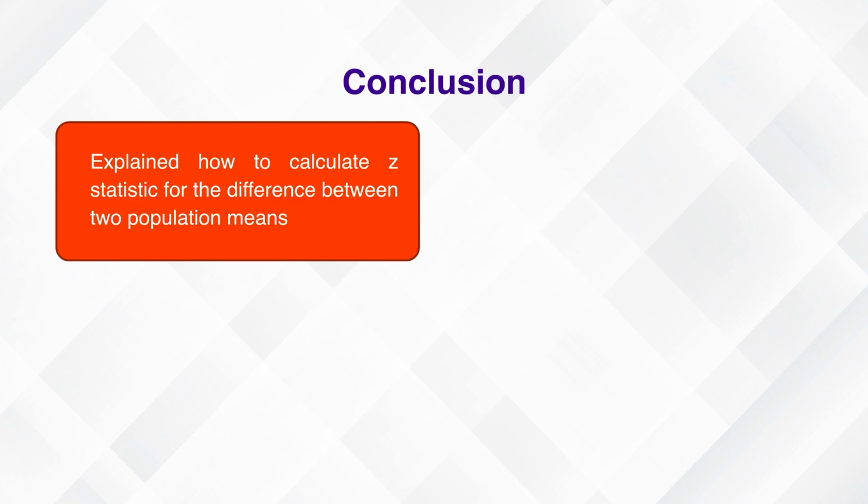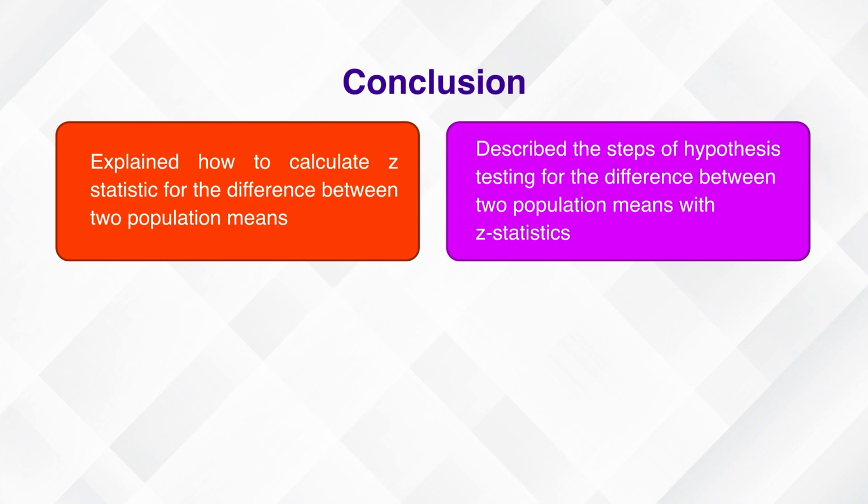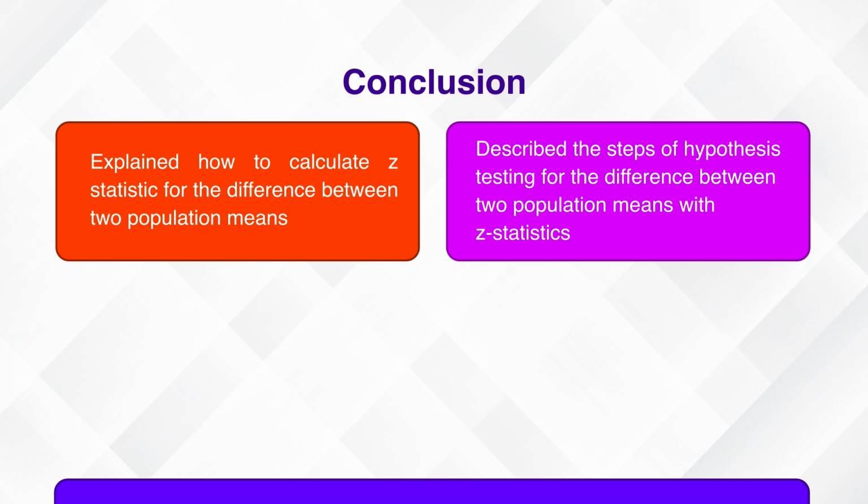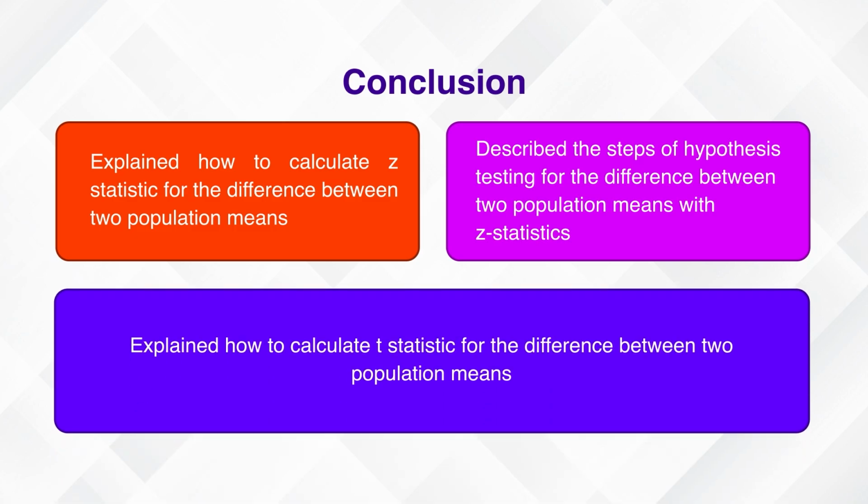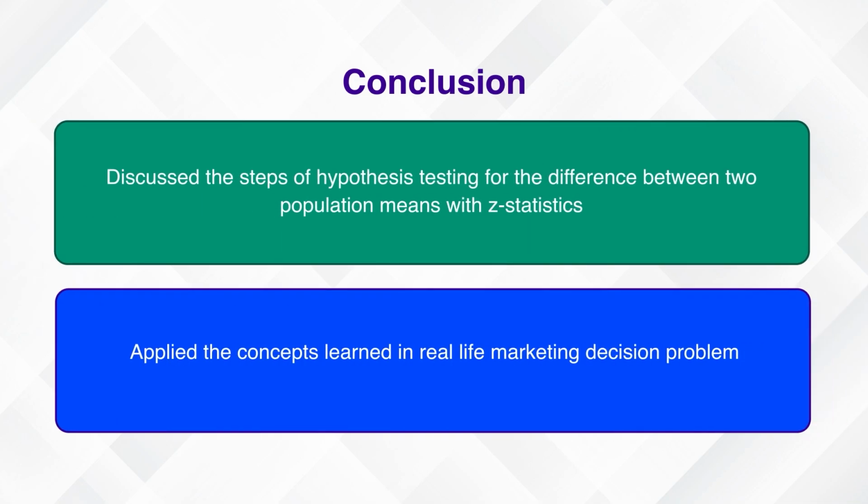In this session, we explained how to calculate Z statistics for the difference between two population means, and described the steps of hypothesis testing for the difference between two population means with Z statistics. We explained how to calculate T statistics for the difference between two population means. We discussed the steps of hypothesis testing for the difference between two population means with T statistics, and we applied the concepts learned to a real life marketing decision problem. So with this, now let us check your progress by attempting these questions.